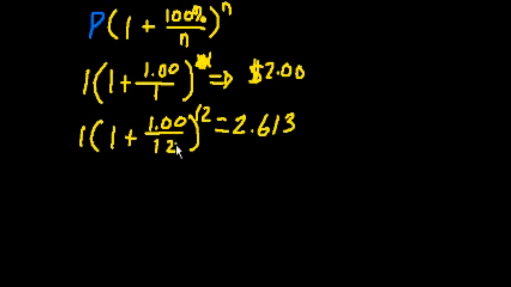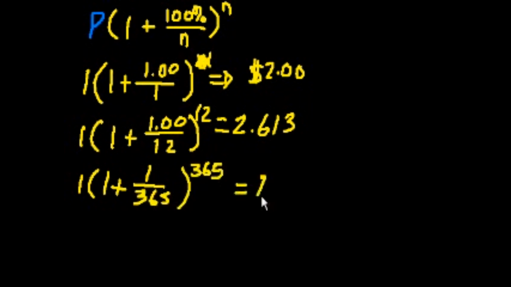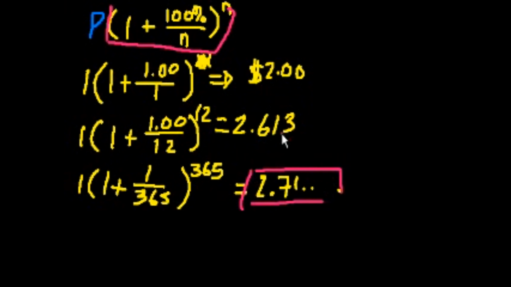And when I compounded every day, I got the principal you borrowed times 1 plus 1 over 365, to the 365th power. And that equaled 2.71 and then something. So as you see, as I make n larger and larger in this original equation, I approach this magical number, 2.71 something. And that magical number is e.